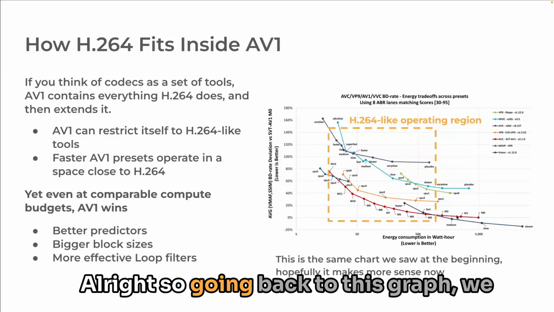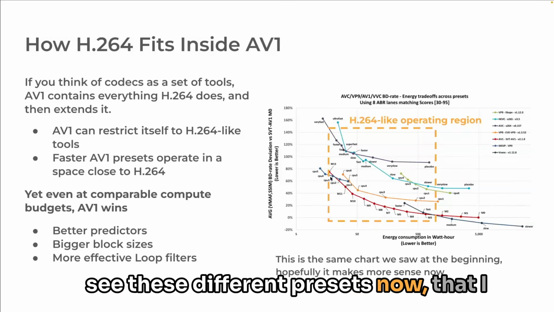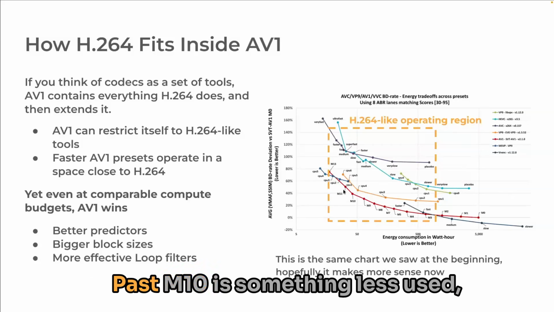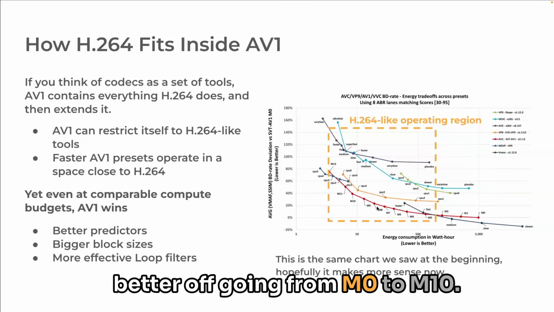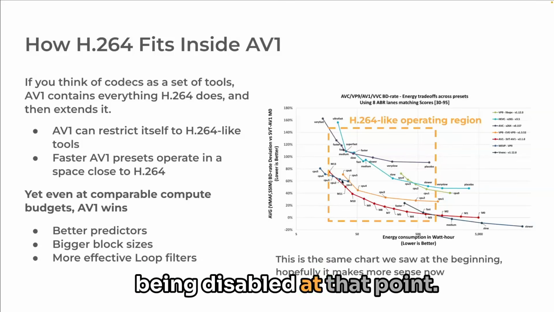All right, so going back to this graph we had from the beginning, we can actually see these different presets now that I was explaining. So M0 all the way to M10. Past M10 is something less used. My understanding is you're better off going from M0 to M10. There's just a lot more things being disabled at that point.